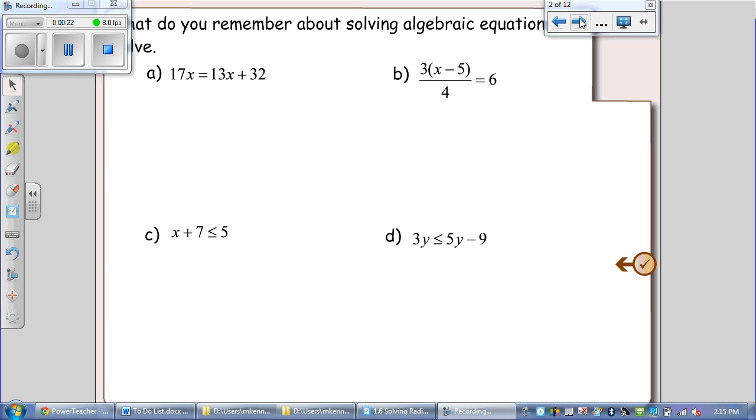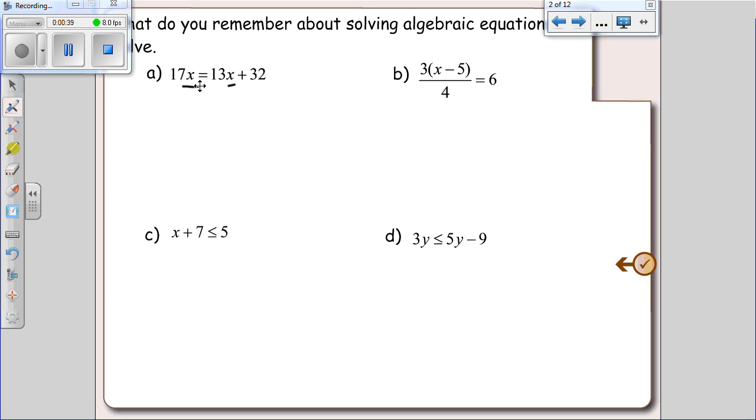If we look at this, it says, what do you remember about solving algebraic equations? This is an algebraic equation. If you're asked to solve it, what does it mean to solve an algebraic equation? Solve for x. It means isolate your variable. Isolate x, which means get x by itself all to one side. How you decide to get there is your choice. I'm going to go the way that feels most efficient to me.